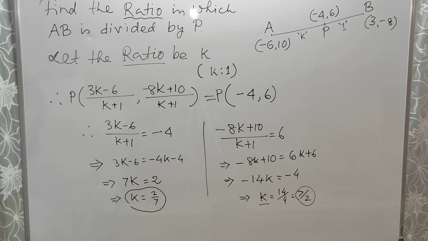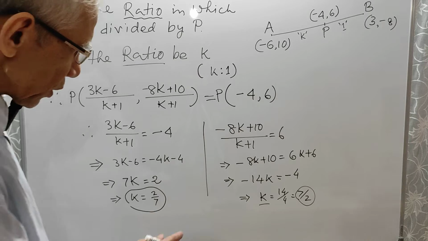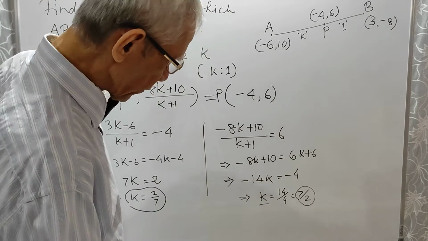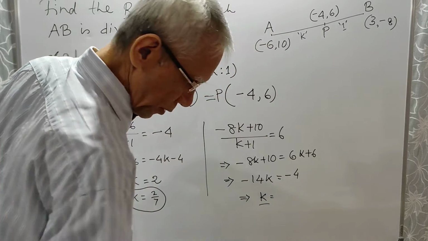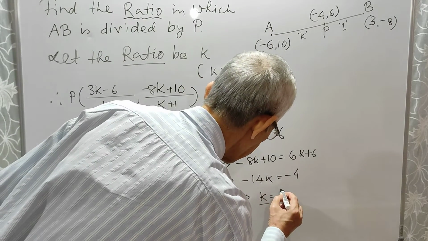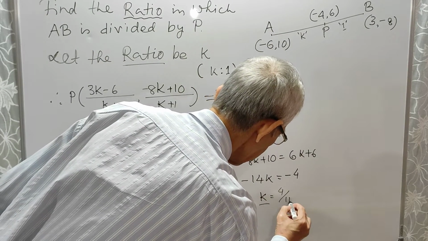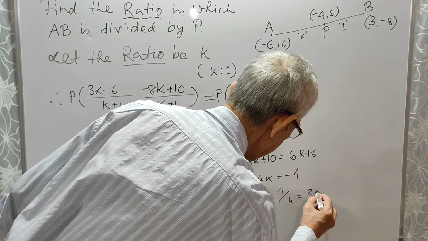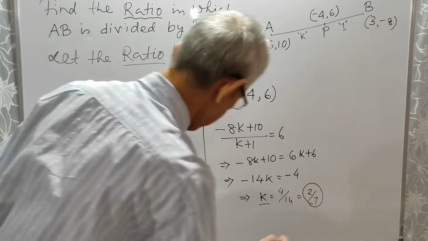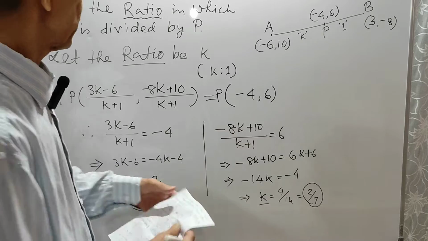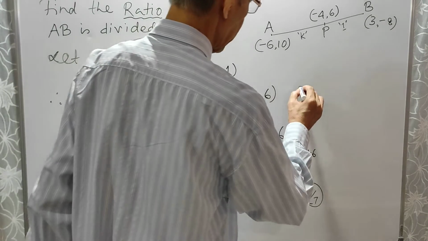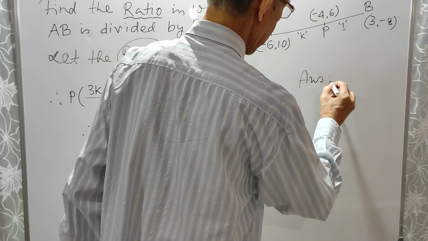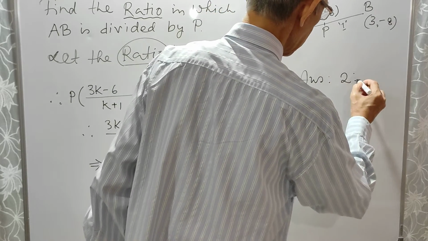So it is 4 by 14, sorry. So this is equal to 4 by 14 minus, that means 2 by 7. So 2 by 7. So our ratio is what? Find the ratio. So this ratio now we have found out. So that is the answer. What is the answer? 2:7.